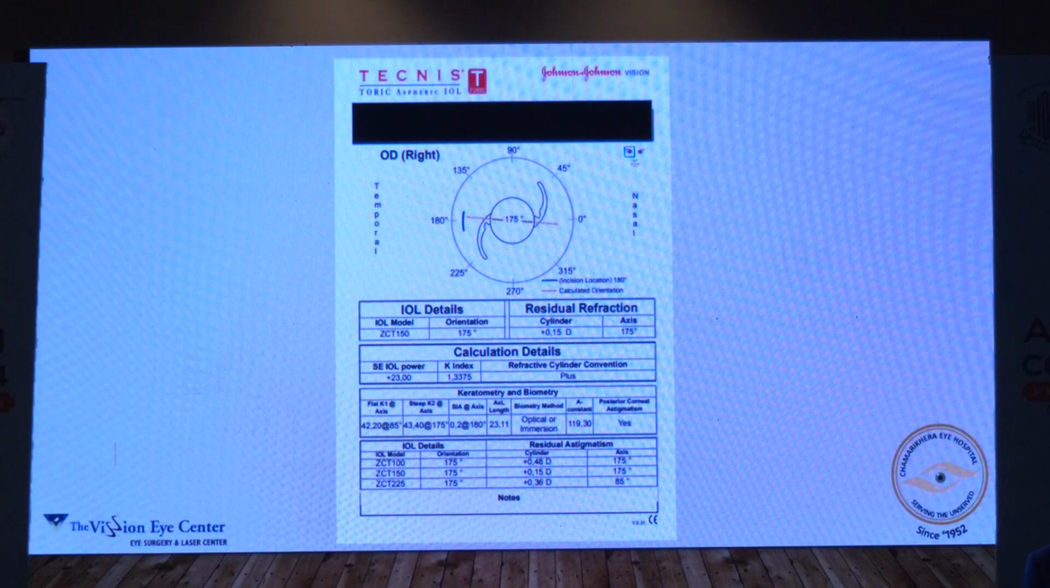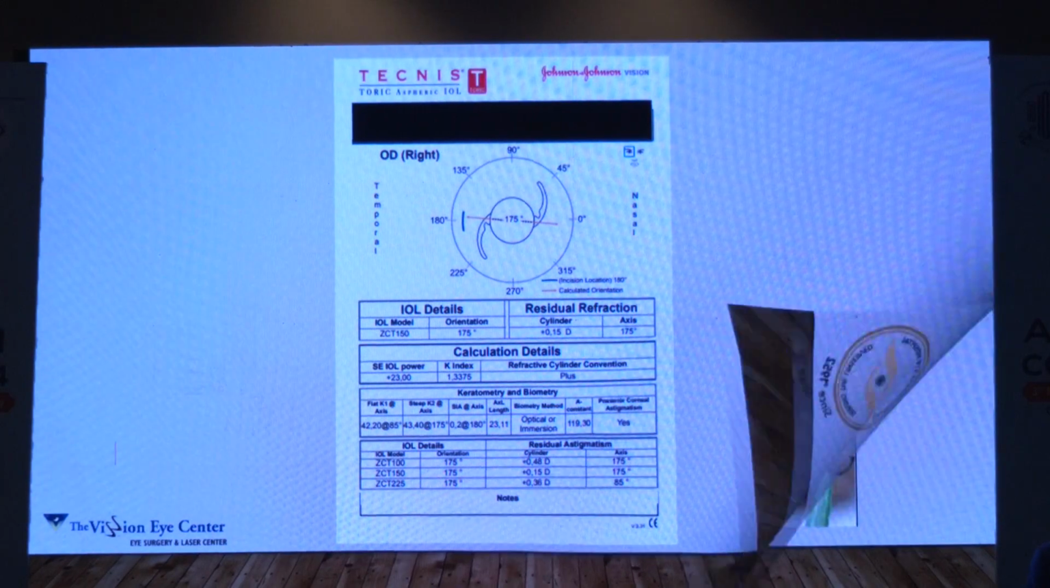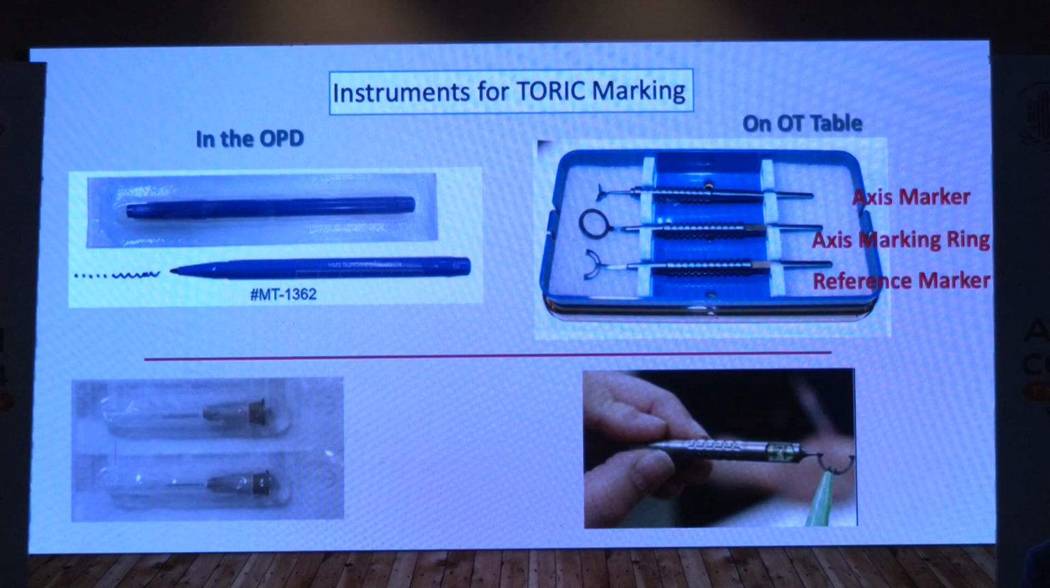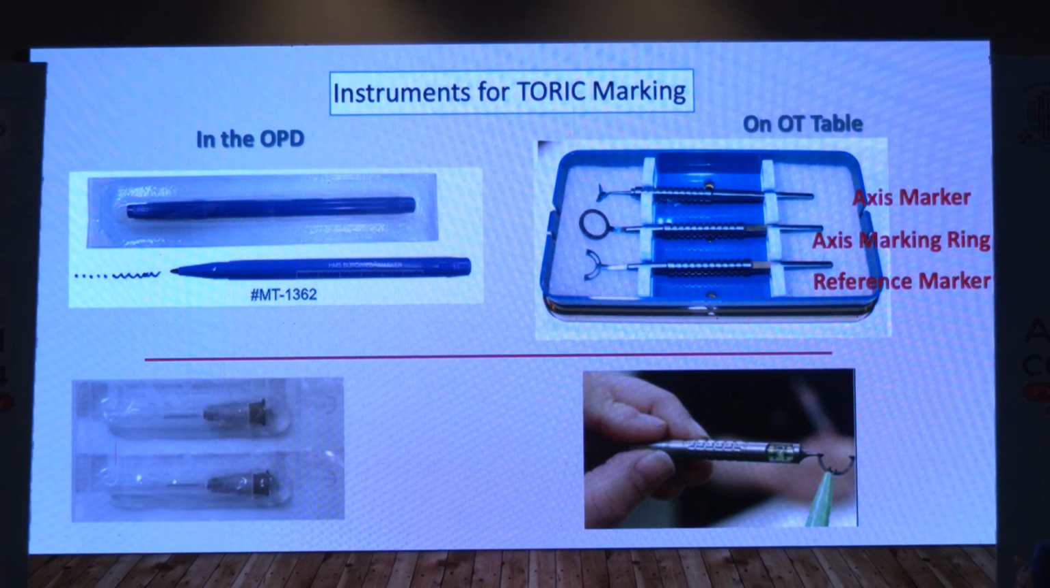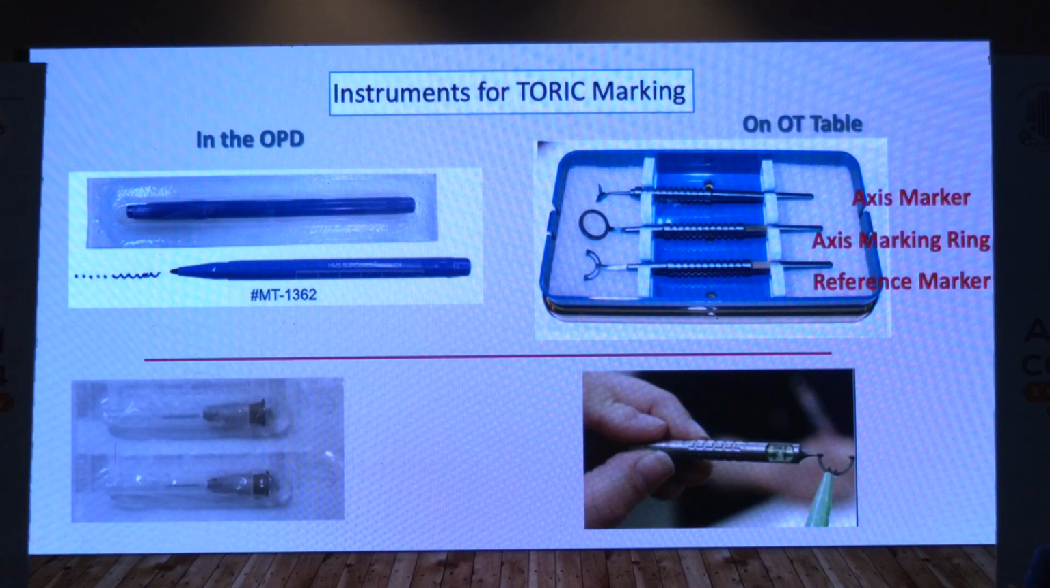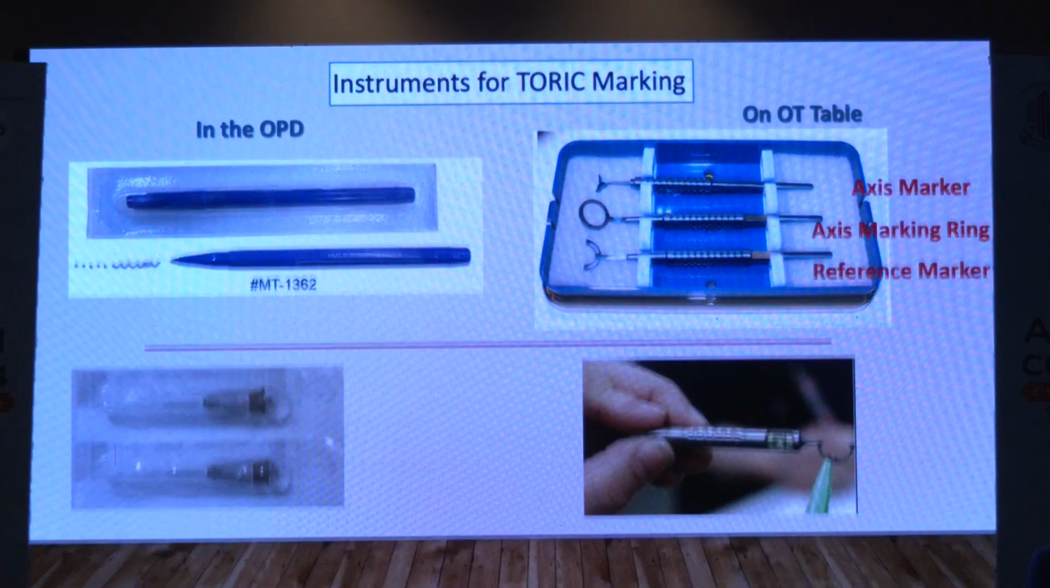So now that you have done the calculation, you have chosen your patient. What next? So next is going to be the instruments for marking the toric. So this is a typical instrument marker, the set that is required. So what we do in our practice is we do a two-step procedure. First we do it in a sitting position on the slit lamp in the OPD, and then again on the table. So we do it in a two-step manner so that errors are omitted. You can use these markers to mark your axis marking rings so that the imprint stays onto the cornea.